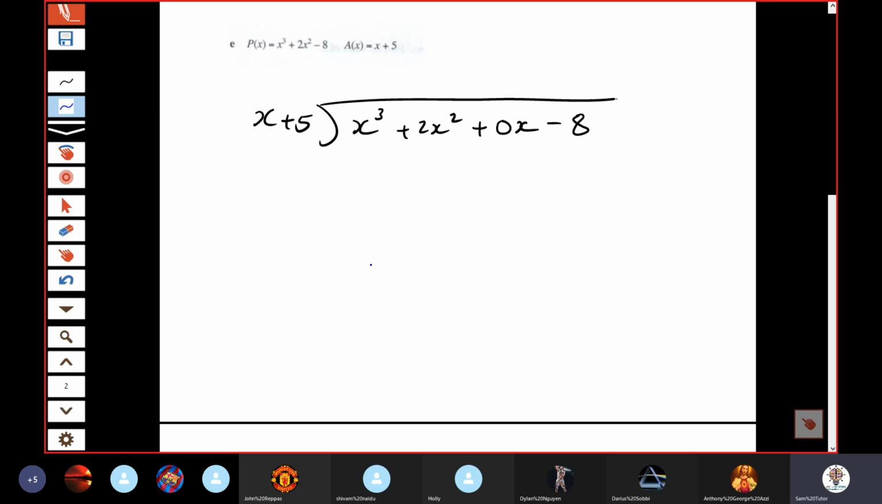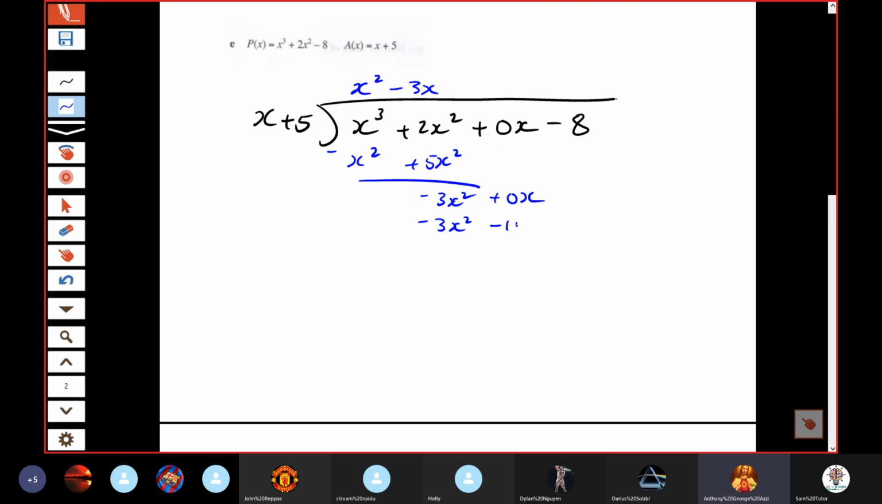All right, let's try it. So x into x cubed, x squared, multiply, subtract. You wrote x cubed. Oh, sorry, x squared, in that first line. Yes. Thanks.